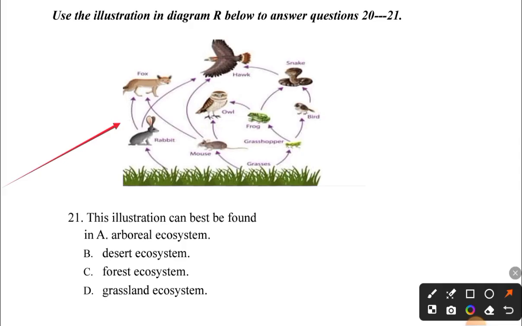So this illustration can best be found in A, arboreal system, B, desert system, C, forest system, D, grassland. So you can see a hawk, snake, bird, grasshopper, frog, mouse, owl, rabbit, fox. So in which type of habitat do you see these group of organisms in this food web? So it's a grassland. Question 21 is D.